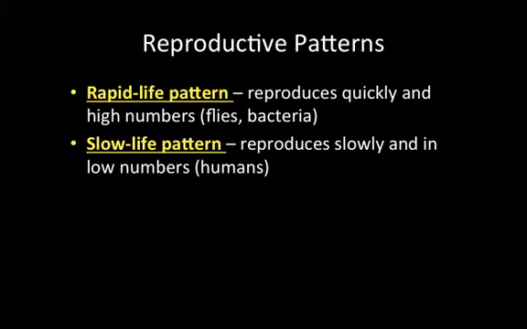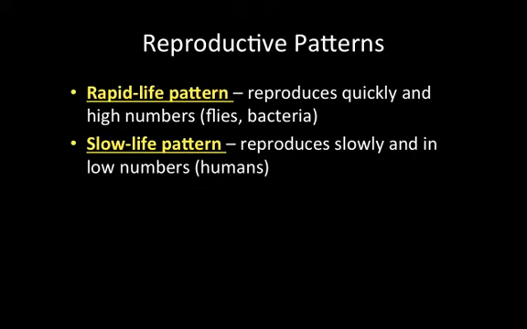The other type of life pattern is known as the slow life pattern. And these individuals reproduce slowly and in low numbers. So a good example of this is humans. The gestational period for humans is 9 months, and humans typically only have 1 offspring per birth.